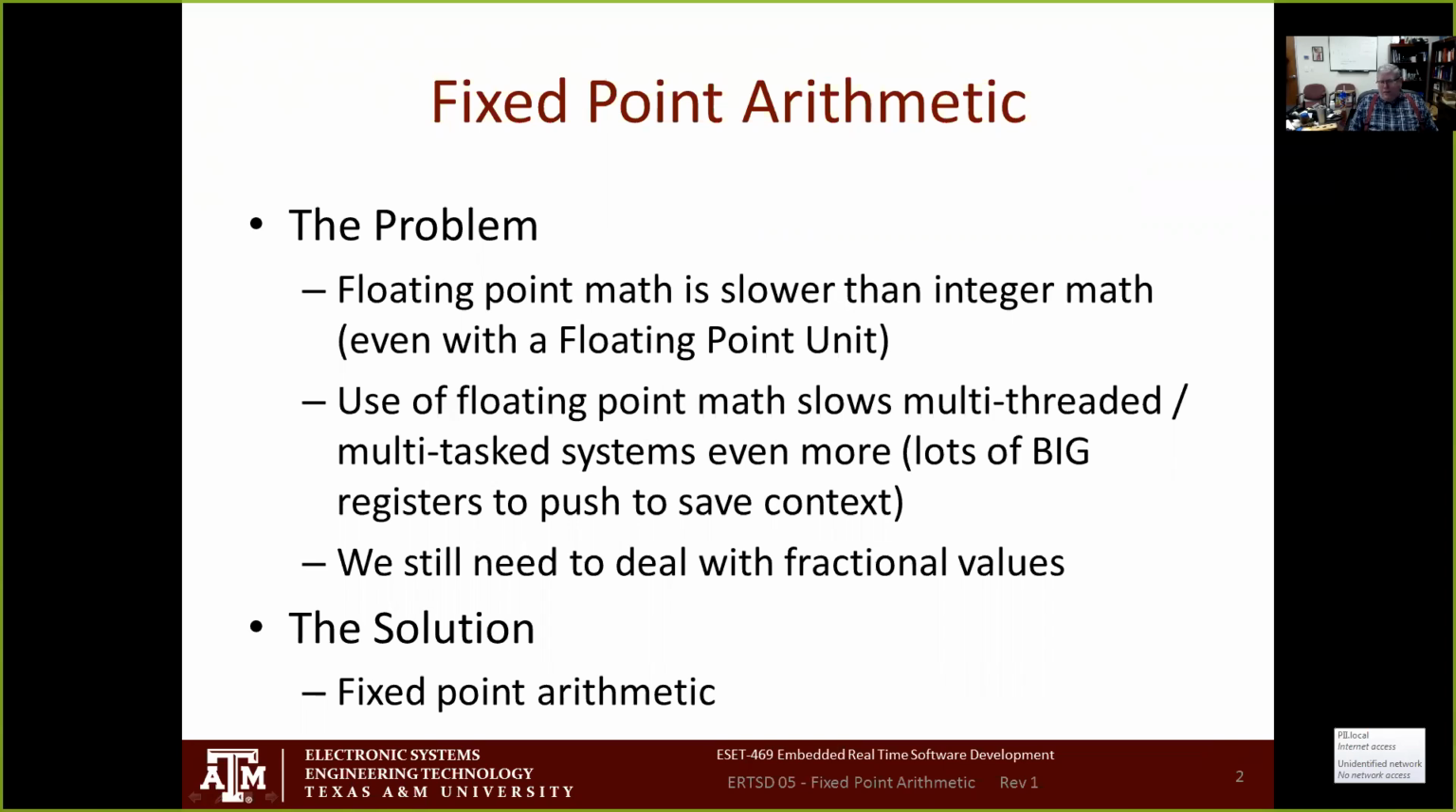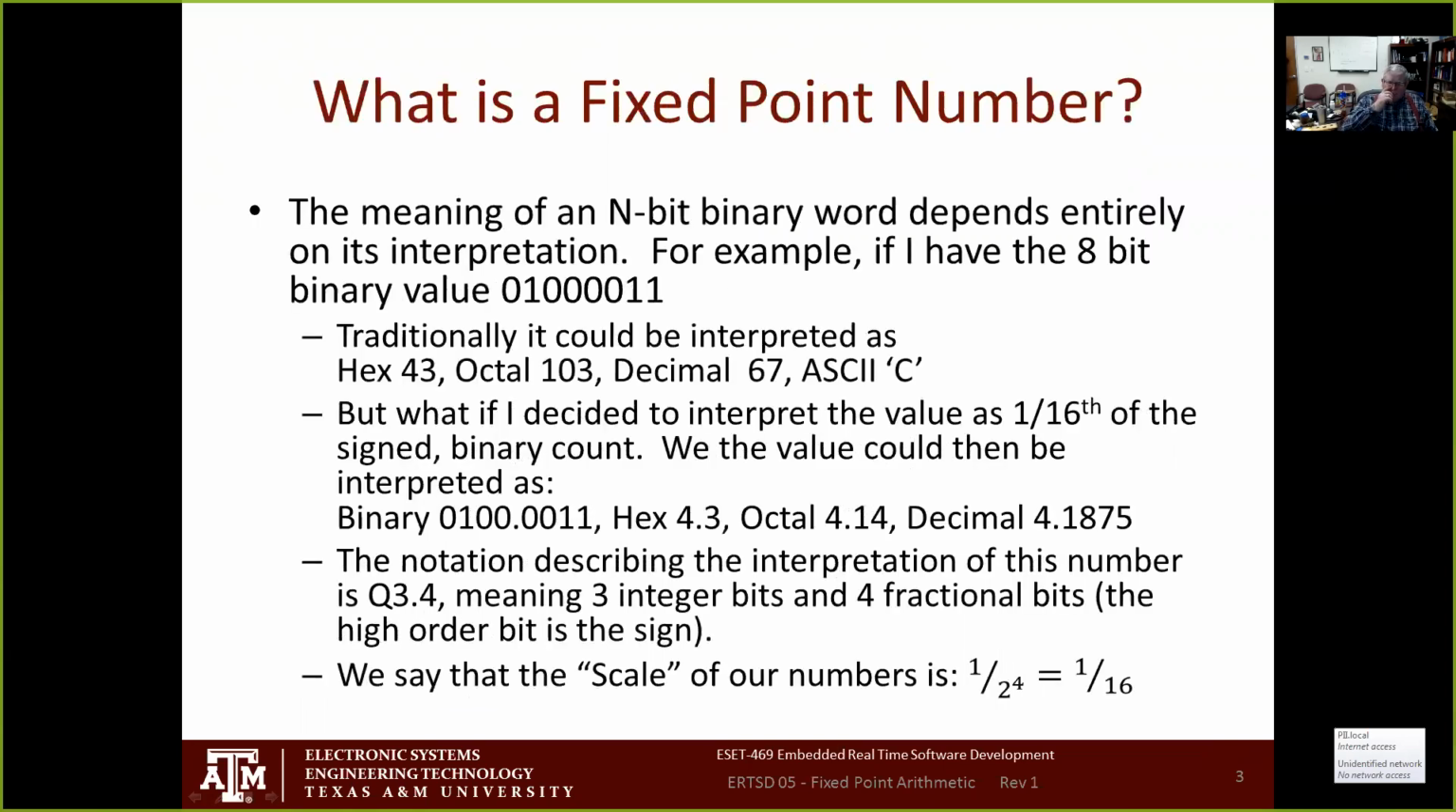On the other hand, we still need to deal with fractional values. There's no way around that. So the solution is learning about fixed point arithmetic. So what is a fixed point number? By the way, I don't know if there's a good way to raise your hand on this chat, but if any of you have used floating or fixed point math before, you might want to put something down in the chat so that I can see that.